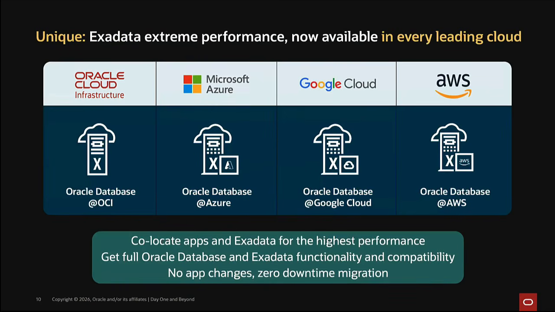Now, as I started off with multi-cloud, you can get the same experience no matter which cloud you want to run your workloads in, whether that's Oracle Database at OCI, Oracle Database at Azure, Oracle Database at Google Cloud, or Oracle Database at AWS. We co-locate the Oracle Exadata hardware in the data centers of our multi-cloud partners so that you can experience the same performance that you may be running on premises today, but with lower latency because the database and the application are located more closely together.